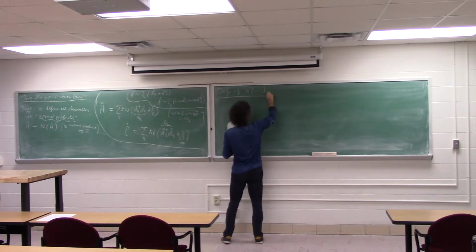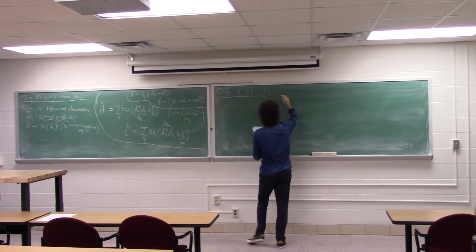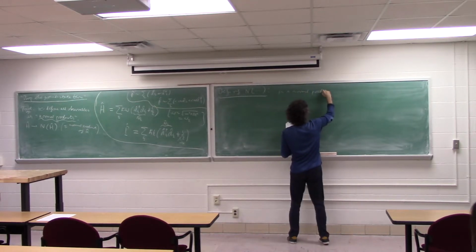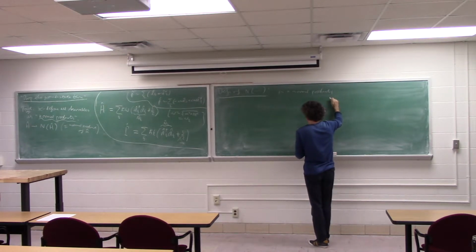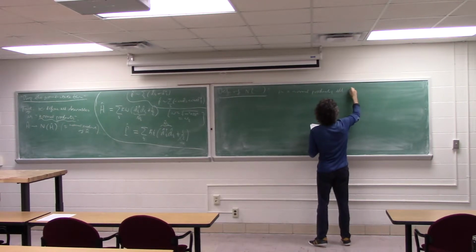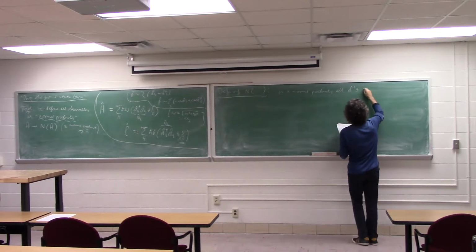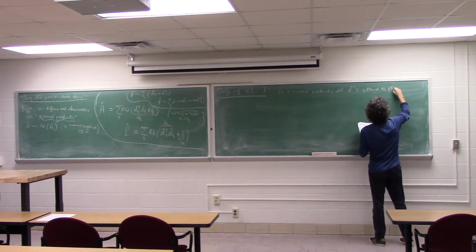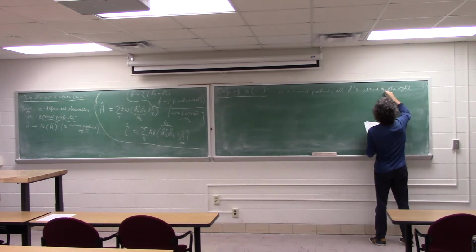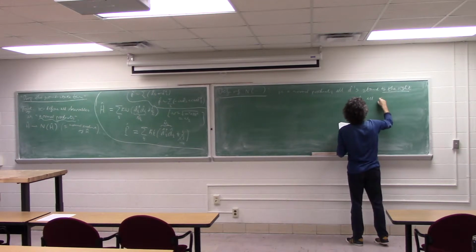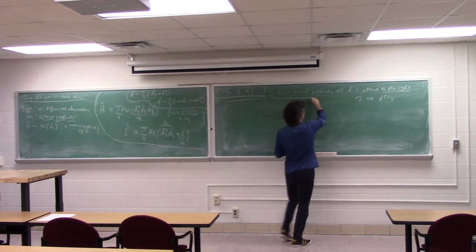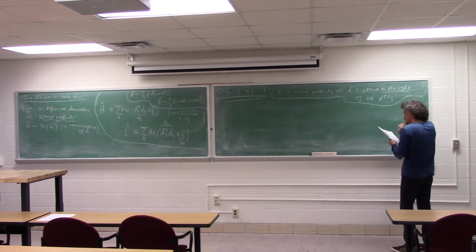The normal product of any expression: in a normal product, all A's stand to the right of all A hat daggers. This is the definition of a normal product.